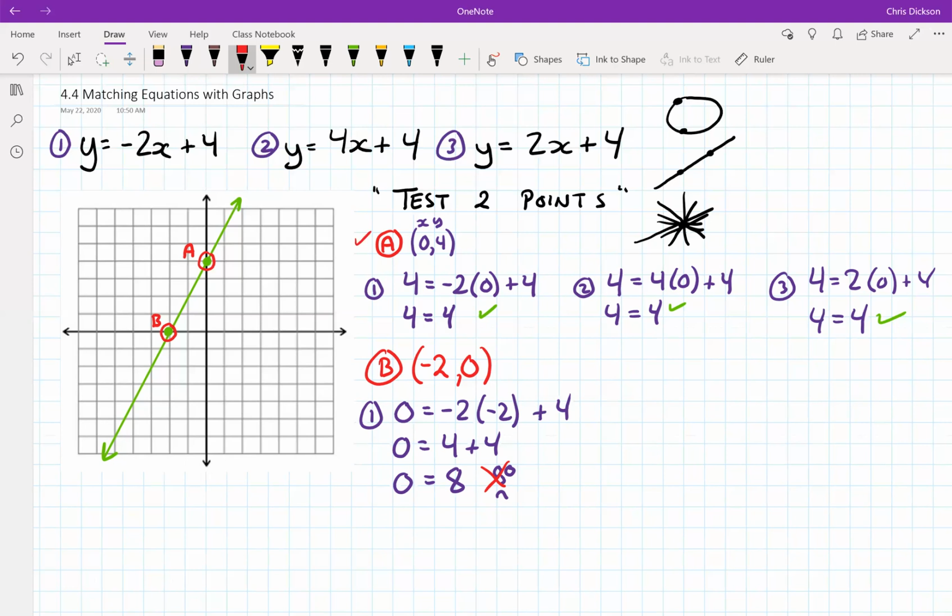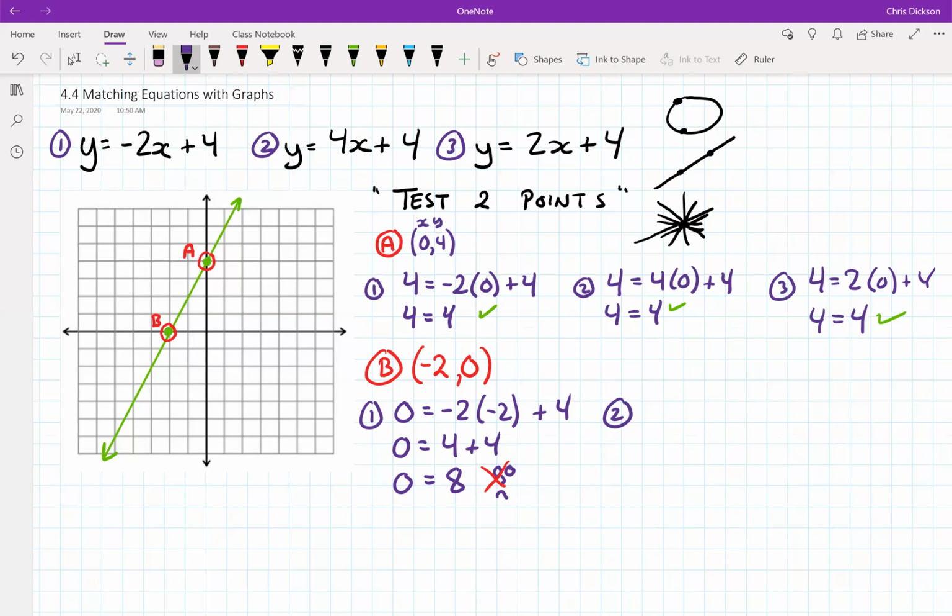So that would lead me to believe that line 1 does not go through these 2 points. There are other factors that you might have already realized about that line, but I'm just trying to show you this one technique of testing points, and this is used quite a bit in other math courses and chapters. So let's try equation 2.